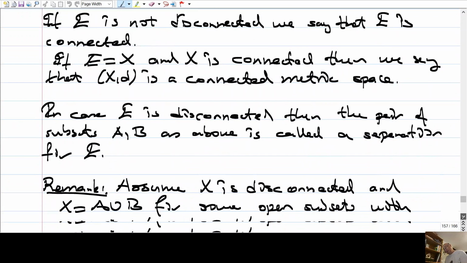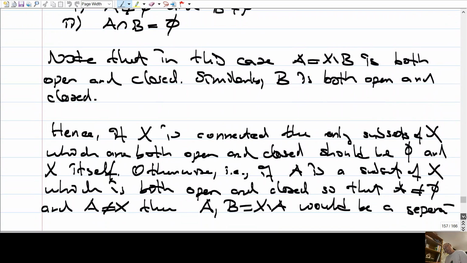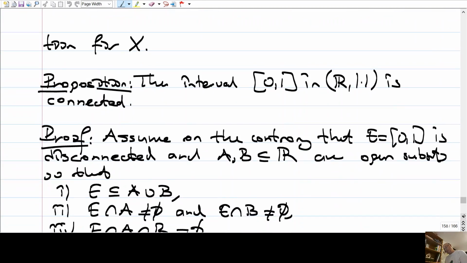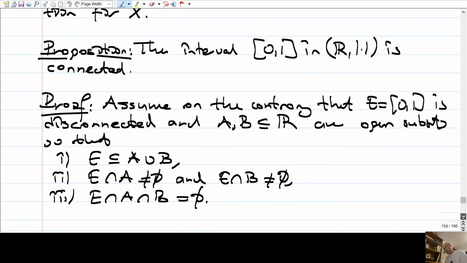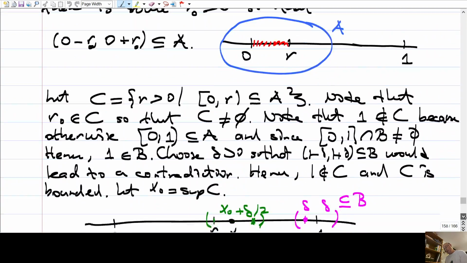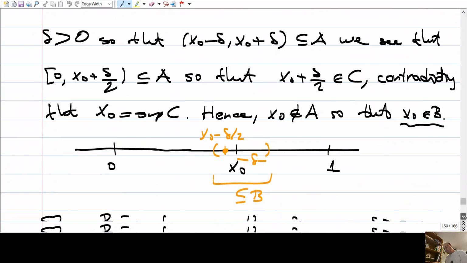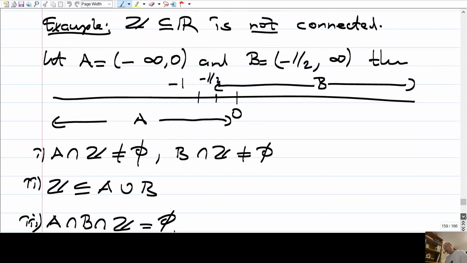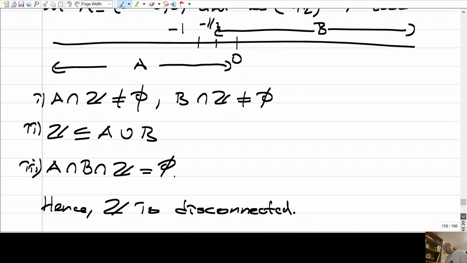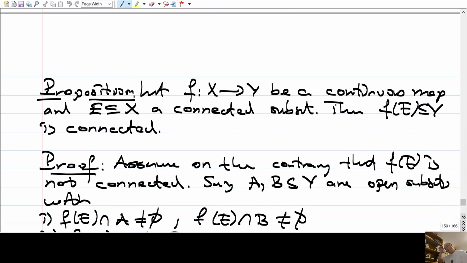All right, and then we showed that this interval 0, 1 in the metric space real line with absolute value metric is connected. And then we showed that actually intervals are the only connected subsets using this result. You know, the image of a connected set under a continuous function is connected. We proved this.